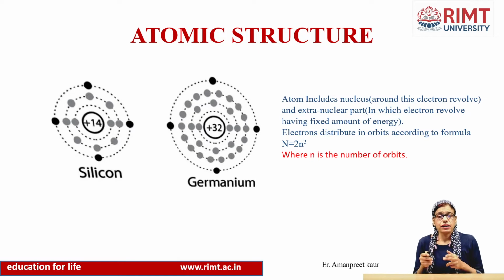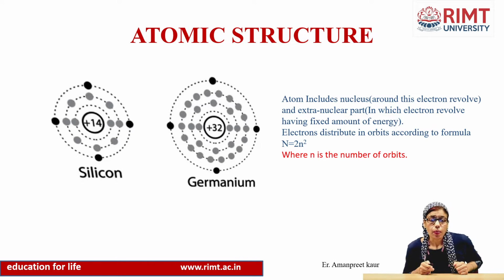And the second part, the extranuclear part, is where electrons revolve around the nucleus with a fixed amount of energy. The electrons are distributed in shells, also called orbits. The shell next to the nucleus is the innermost shell, and as we go farther away, the electrons are more loosely attached to the nucleus.